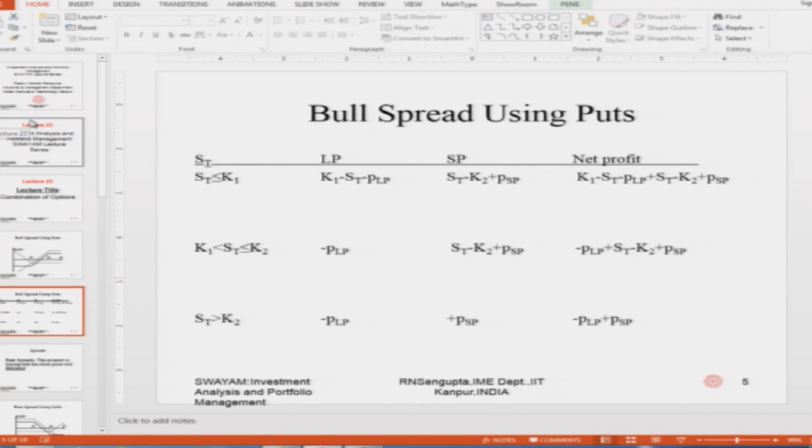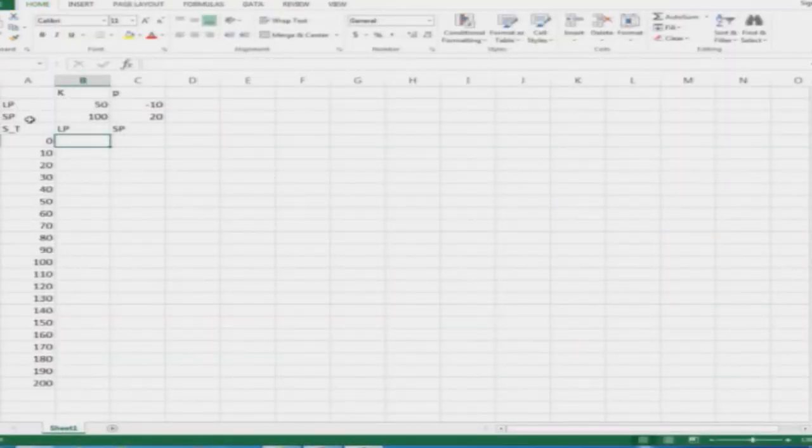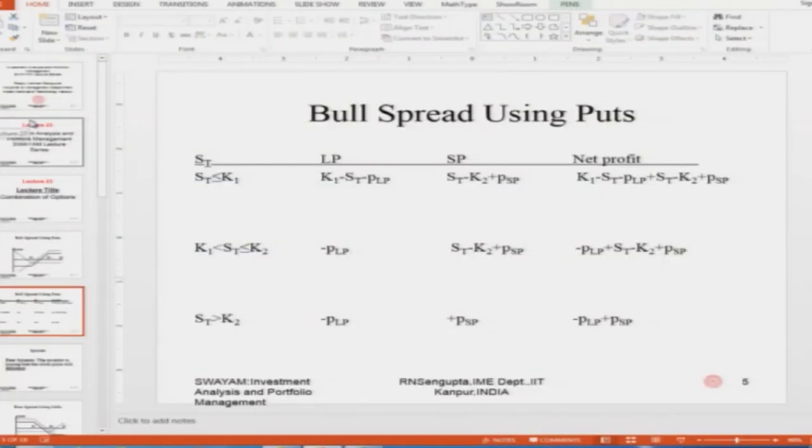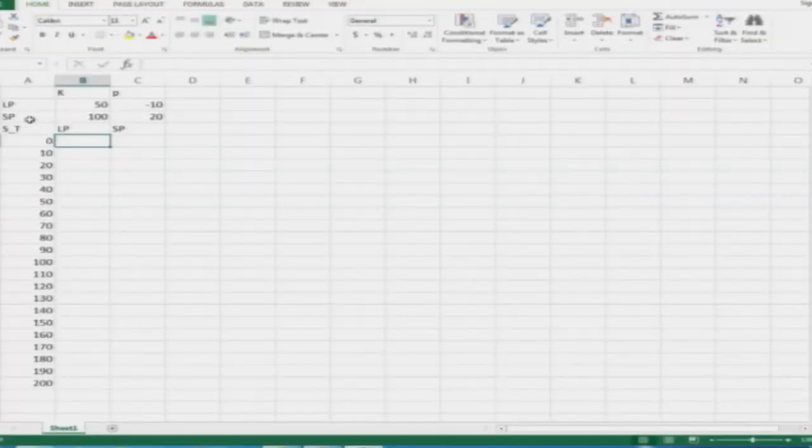So, for prices for ST being less than K1, what is K1 here? K1 is basically the price which is 50. So we will use the combination to find out the overall profit as K1 minus ST plus or minus whatever it is the price. So it is K1 minus the strike price ST plus the price which is minus 10 because I paid upfront.